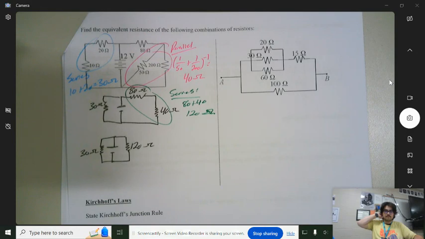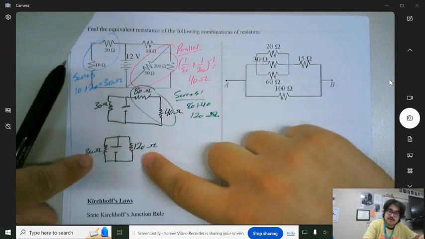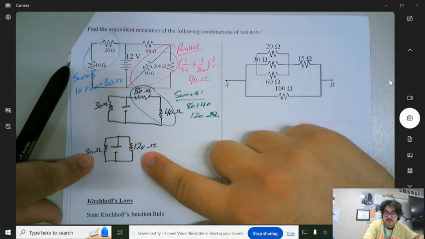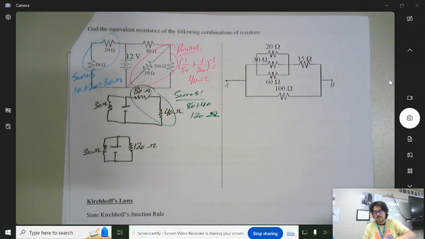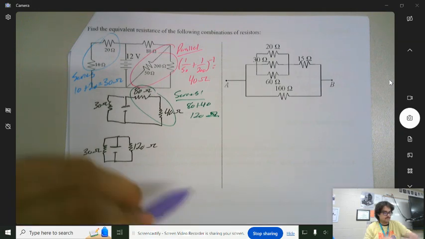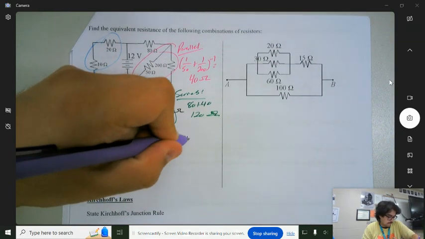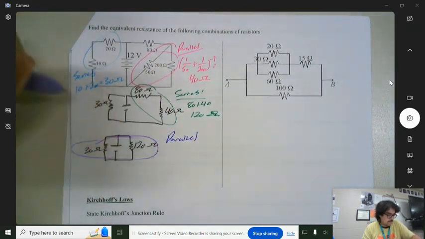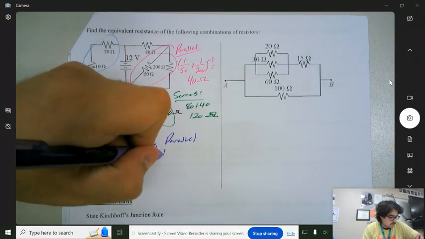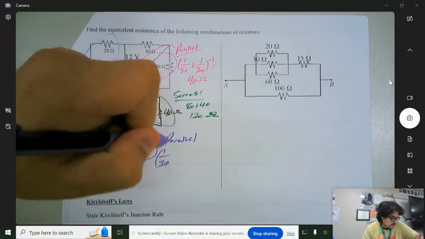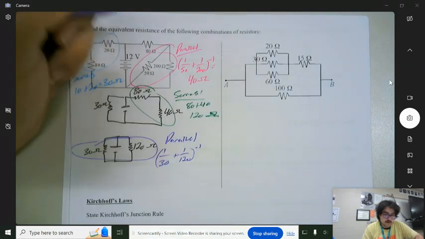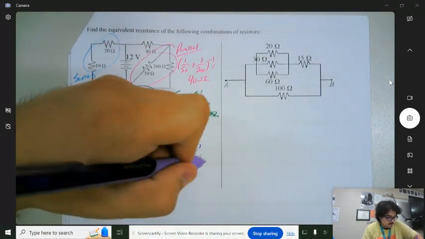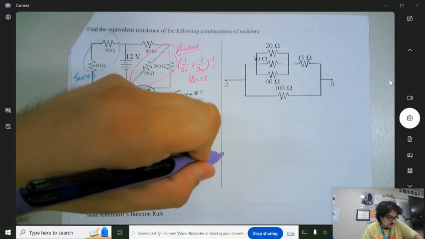Now these two are in parallel with each other because there is a junction between them. So we end up getting something that looks like this. Those two are in parallel, so we get 1 over 30, plus 1 over 120, with the negative 1 in the exponent, and that should give you an equivalent resistance of 24 ohms.